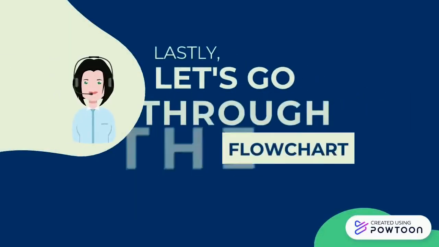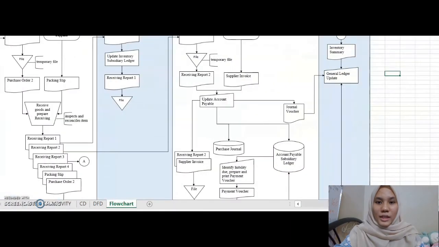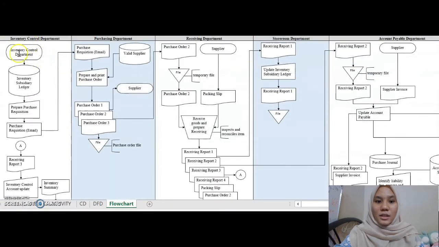Lastly, let's go through the flow chart. From this flow chart, we can see that there are 6 departments involved. Firstly, this shape is the terminator. Inventory control department is a terminator and it monitors the inventory subsidiary ledger. This shape means dispatch or storage. Next, they will prepare the purchase requisition and send it to the purchasing department through email.